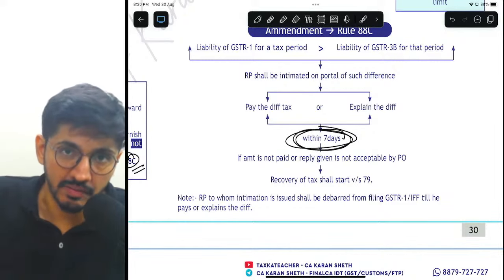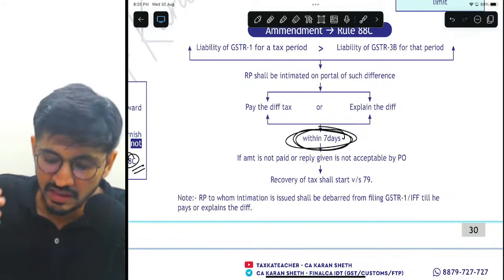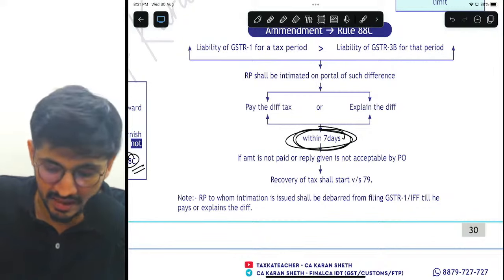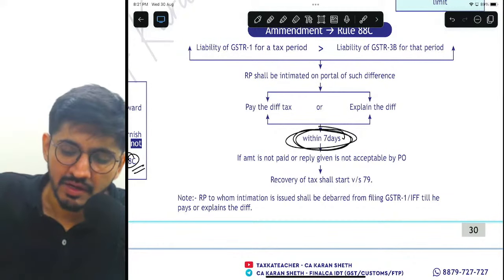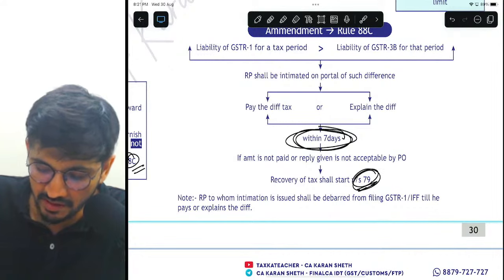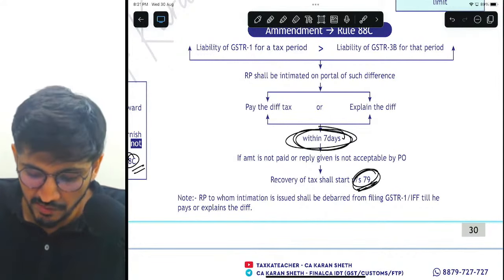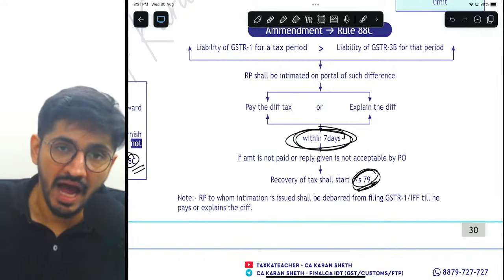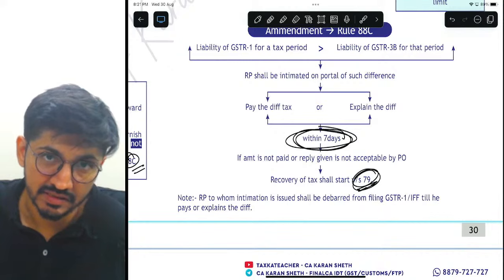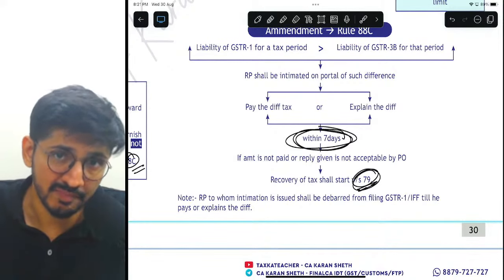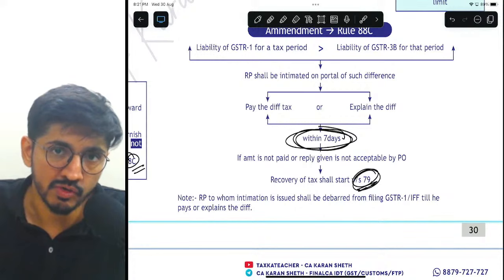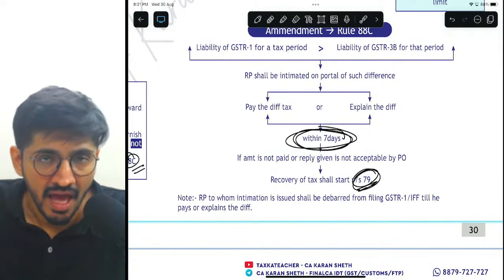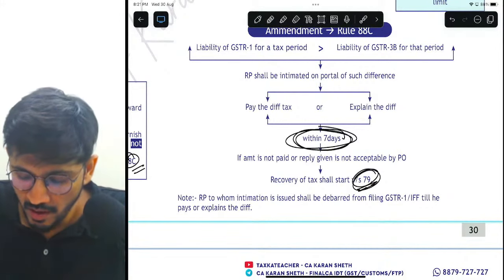If he does not reply or does not pay the difference, the recovery of that amount shall start from him under section 79, which we will be doing in the demand and recovery chapter. The registered person to whom intimation is issued shall be debarred from filing GSTR-1 and IFF till he pays or explains. So it's good that he pays or explains first, otherwise he will not be able to file GSTR-1, and he will have to land up paying the late fee and also the interest on the same.